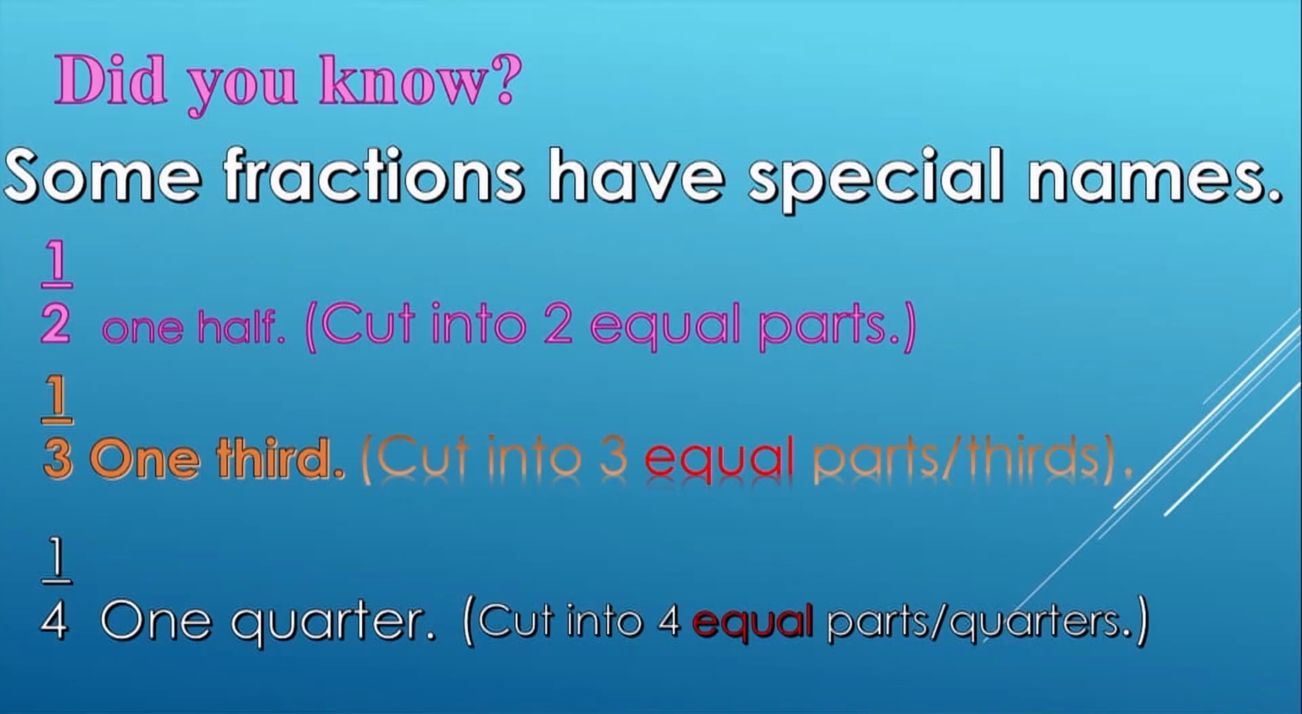Good. So now we have the 1 out of 3 equal parts. It's called 1/3. Good. So unlike with the half, with this one you can't have more than 1/3 here before it becomes a whole.